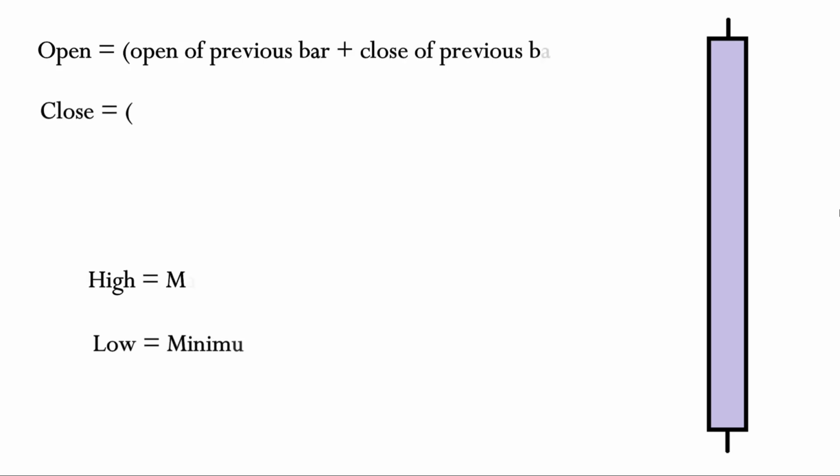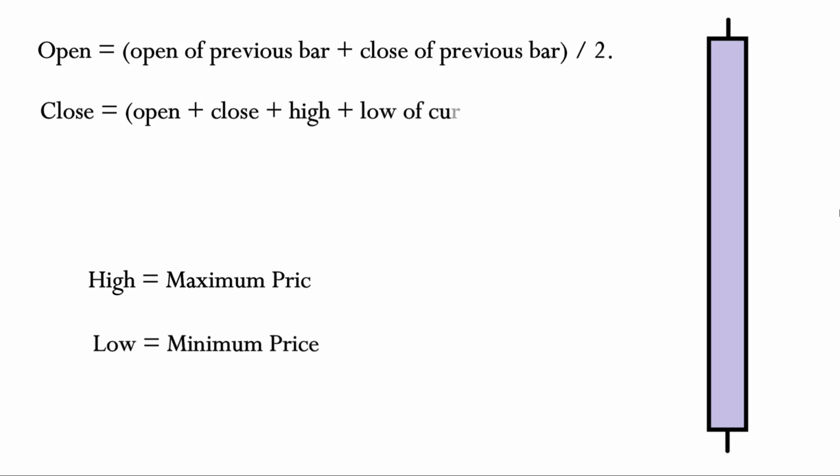Like the traditional candlesticks, Heikin Ashi also uses open, high, low, and close prices. However, they are calculated differently. The open price is the open price of the previous candle plus the close price of the previous candle, divided by 2. That's why they start from the middle of the previous one. The close price makes them smoother. Why? Because the close price is open, high, low, close divided by 4.